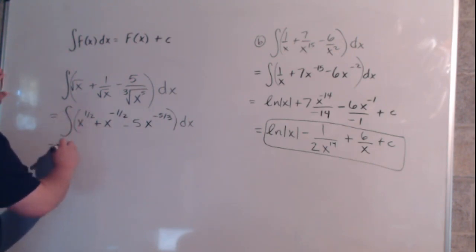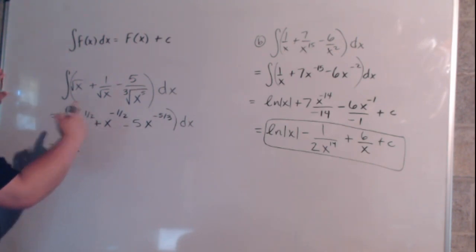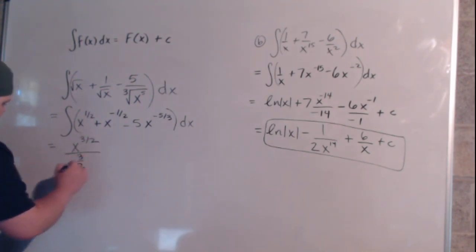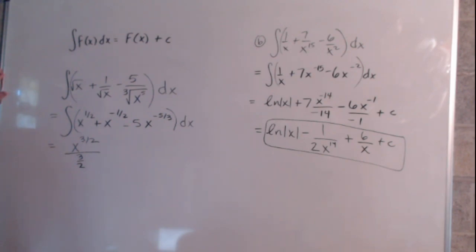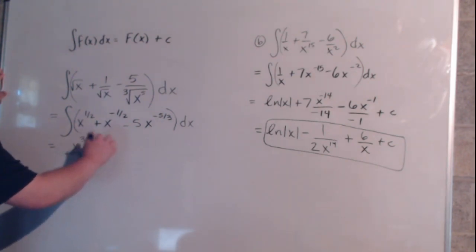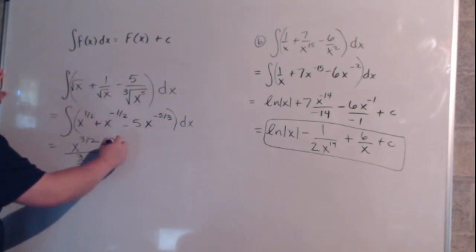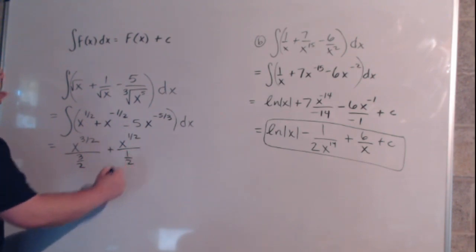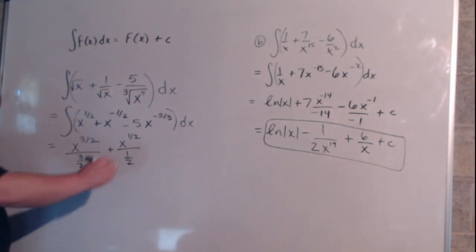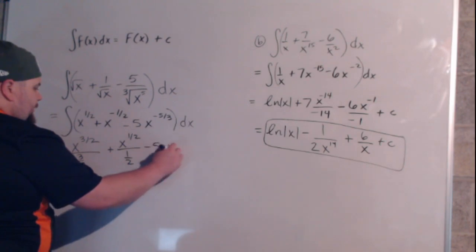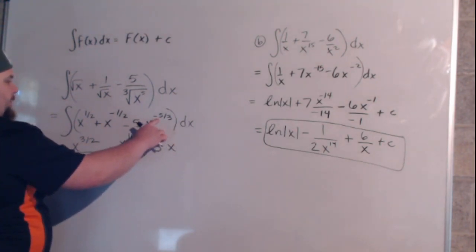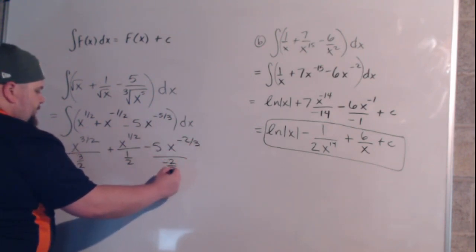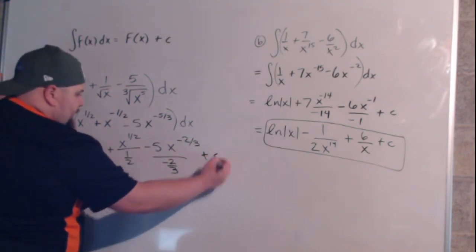Again, add 1 to the power, so x to the 1/2 plus 1, that's 3/2. Divide by that number. X to the 1/2, add 1. Well, it's negative, so it becomes positive 1/2. Divided by 1/2. And this one here, add 1 to that would be negative 2/3. Divide by negative 2/3. And of course, we need a plus c.